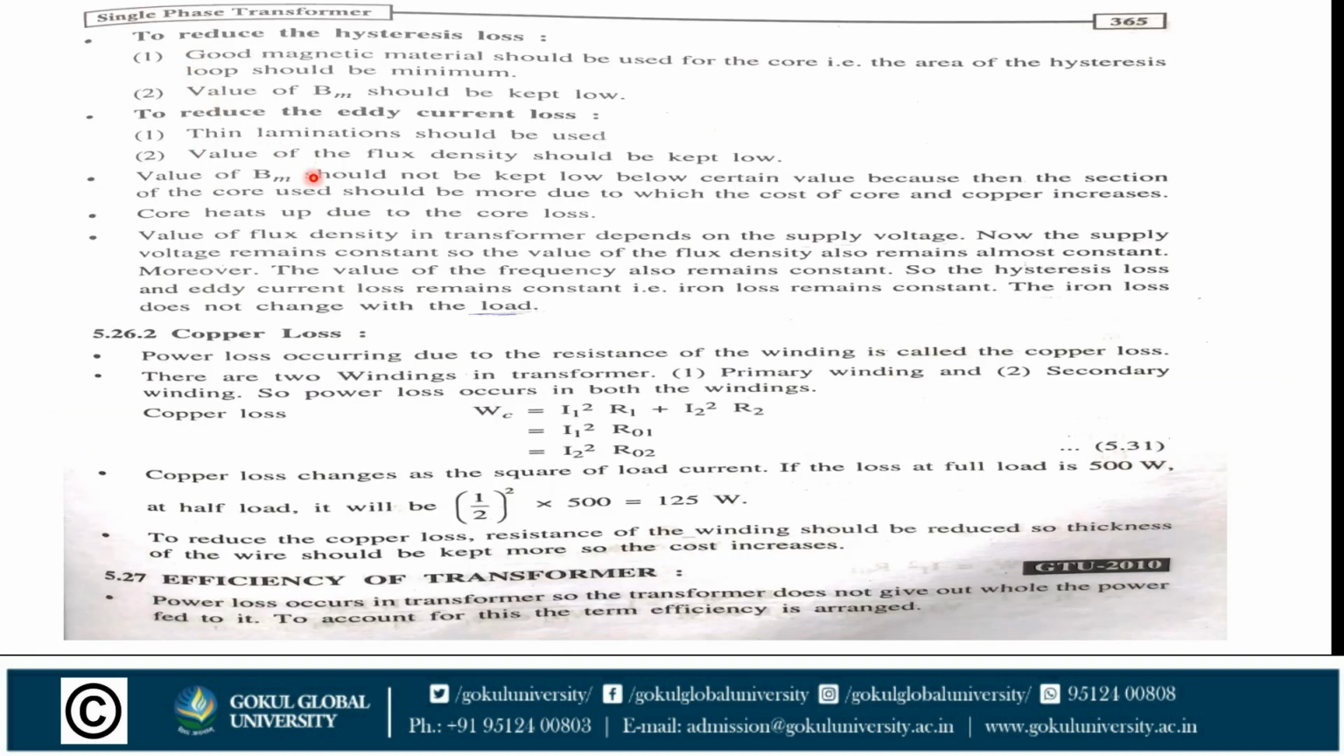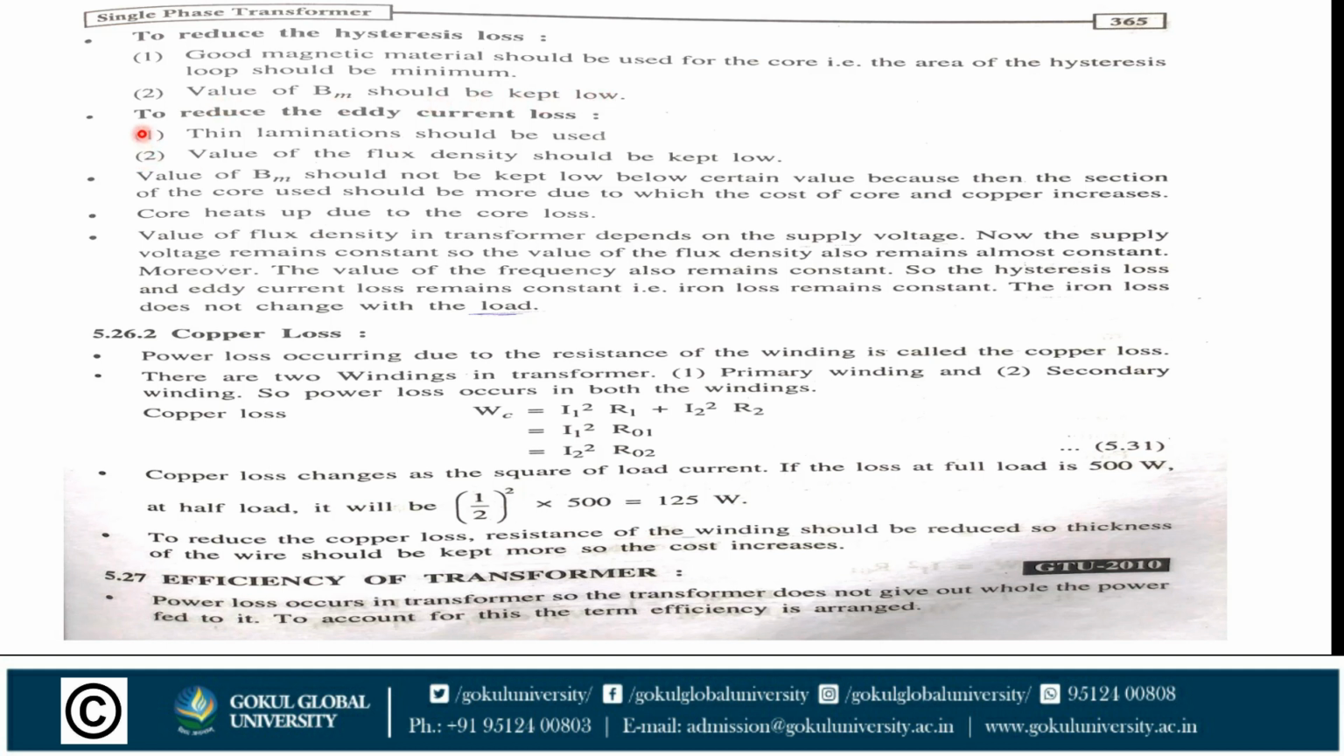Now what can we do to reduce these types of losses? To reduce the hysteresis loss, first, good magnetic material should be used for the core. The area of the hysteresis loop should be minimum, like silicon steel. The hysteresis loop of silicon steel is very narrow, that's why the hysteresis loss is also minimum. And second one is the value of flux density should be kept low.